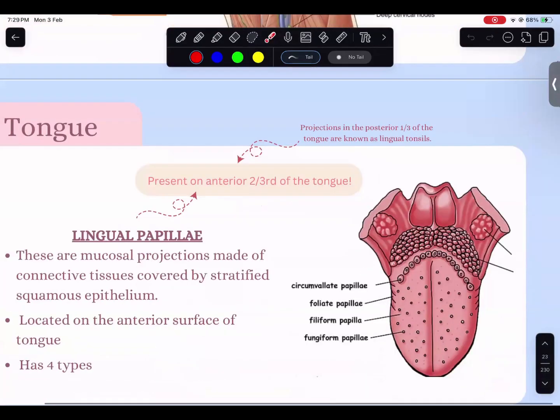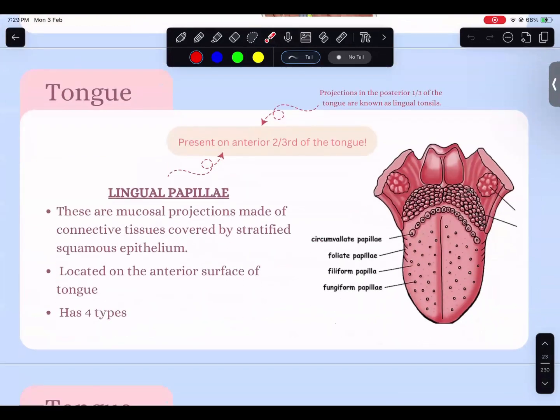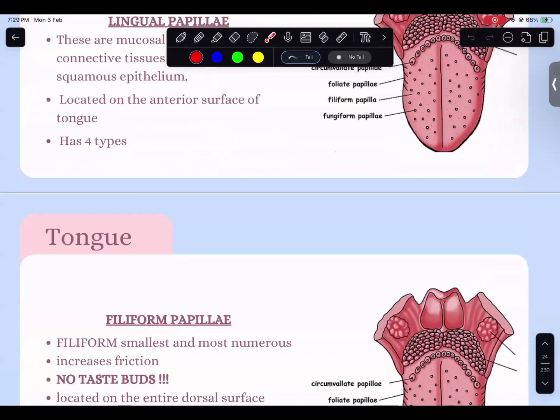Okay. For the histo of the tongue, so we know that there's papillae, right? Now, what are lingual papillae? These are basically mucosal projections made of connective tissue covered by the stratified squamous epithelium. Now, mostly, these papillae are only located on the anterior two-thirds of the tongue. So you're not going to see them in the posterior one-third of the tongue. And we have four different types of papillae, which we're going to get into.